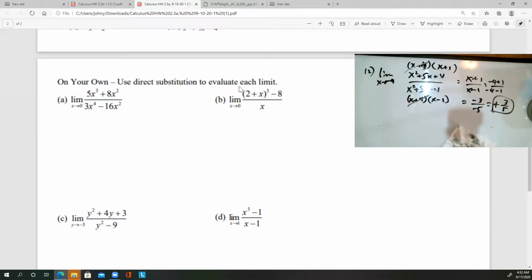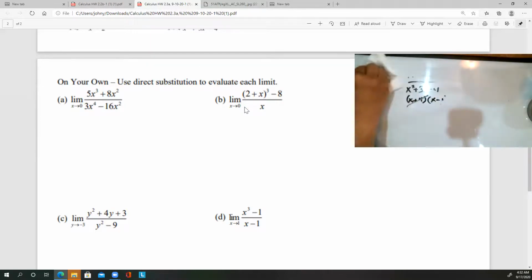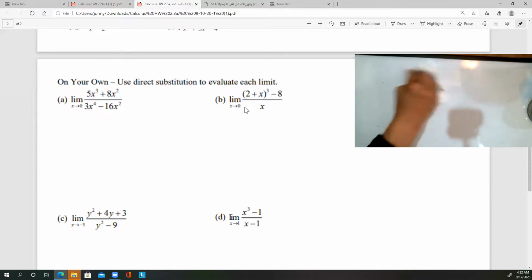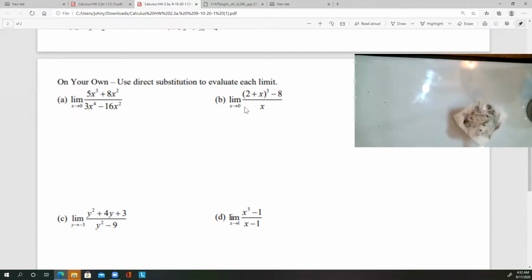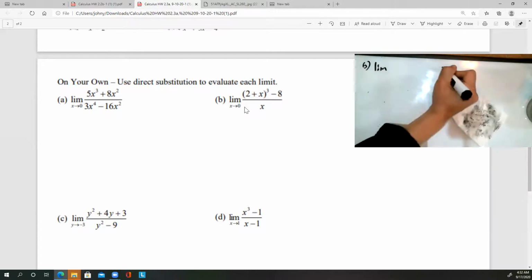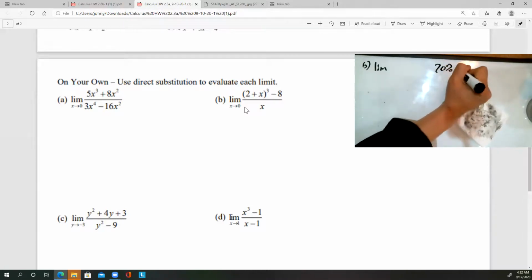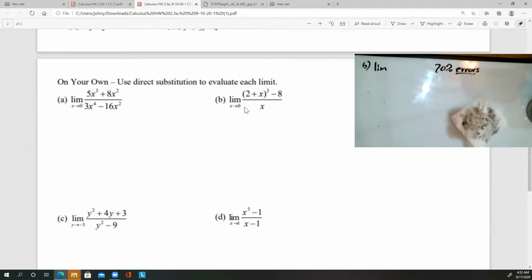Let's do part B. Part B is a little bit tricky. The algebra is going to be horrendous on this. Remember, 70% of your errors in calculus, I'll write this down for you, 70% of errors in calculus is going to be algebraic in nature. So you've got to really be careful about the algebra.